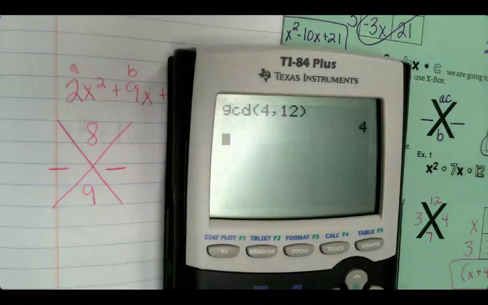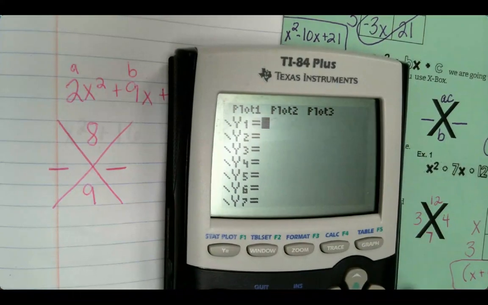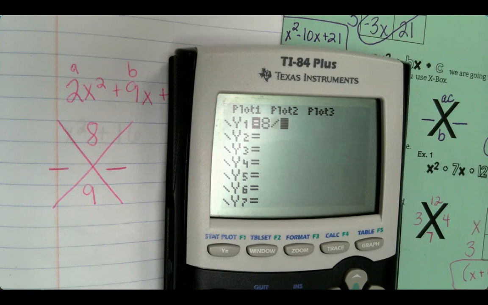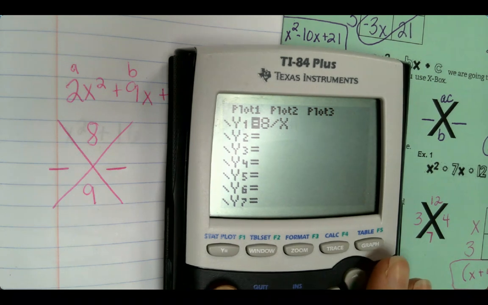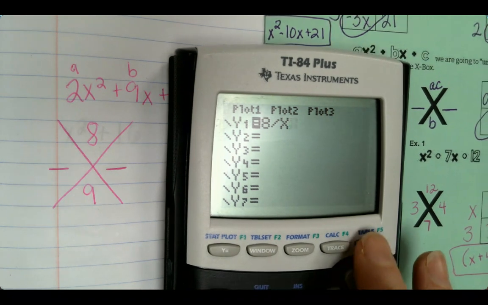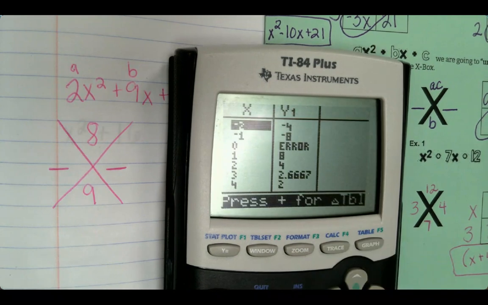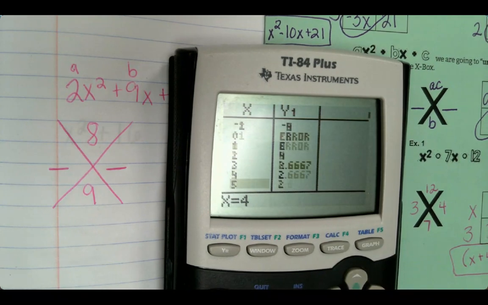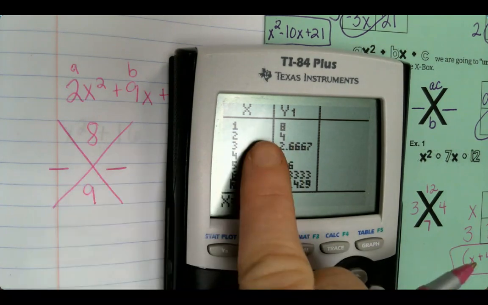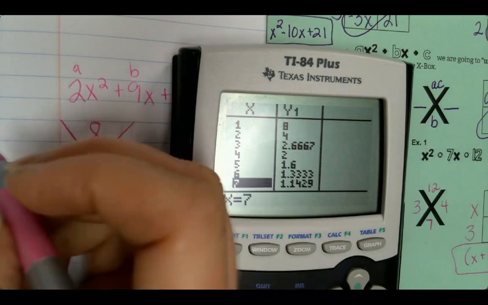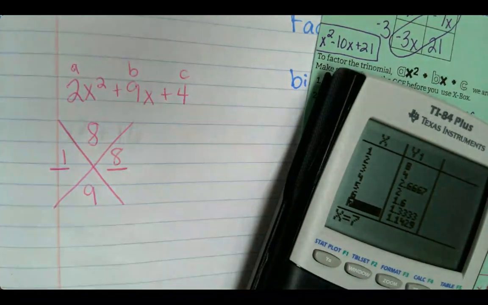If you want to put it in the calculator, 8 divided by X, put it in with me. That way you're practicing all of these steps. So once we put in 8 divided by X, second graph for the table, it's only positive. We're looking for the ones that add to get 9. 1 plus 8 is 9. That's it. So 1 and 8 are your factors, your magic numbers.